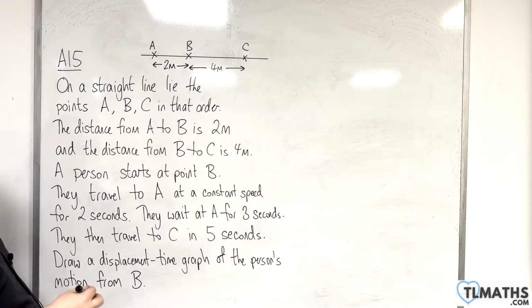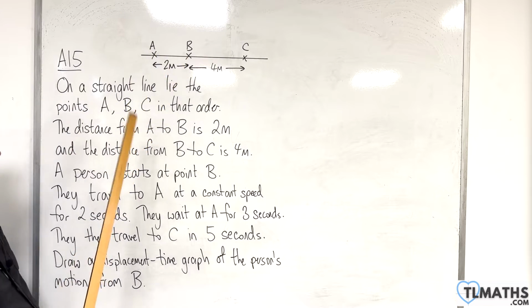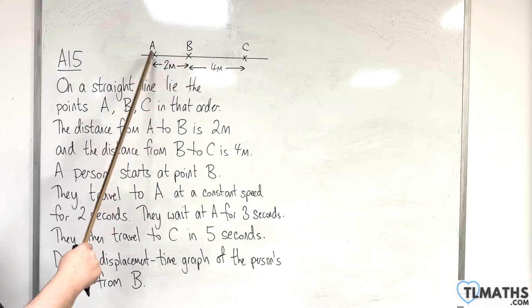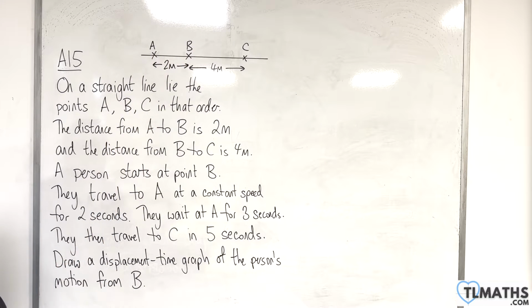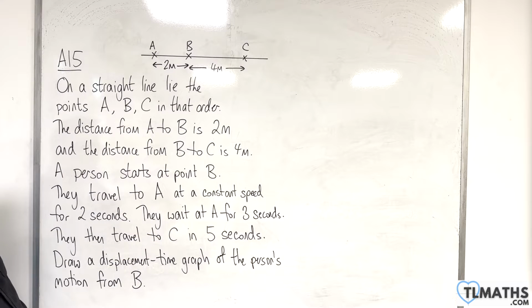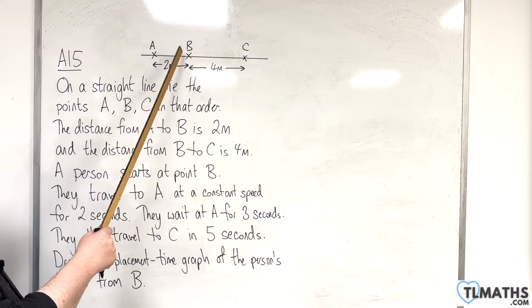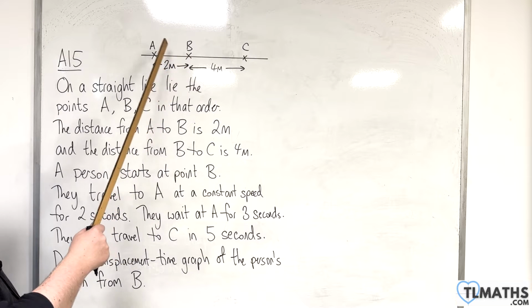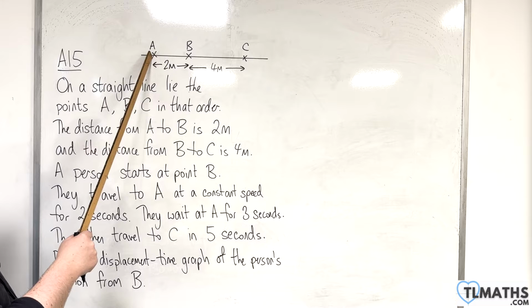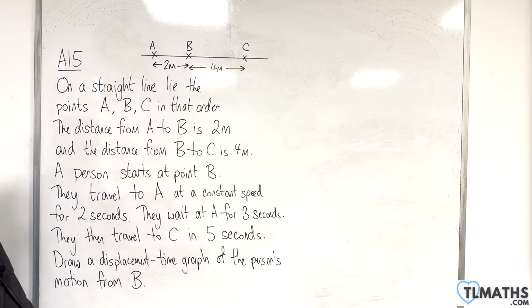A person starts at point B. So they start at point B. They travel to A at a constant speed for 2 seconds. They wait at A for 3 seconds. Then they travel to C in 5 seconds. So they're going from point B to point A, they wait, and then they travel to point C. Draw a displacement time graph of the person's motion from B.